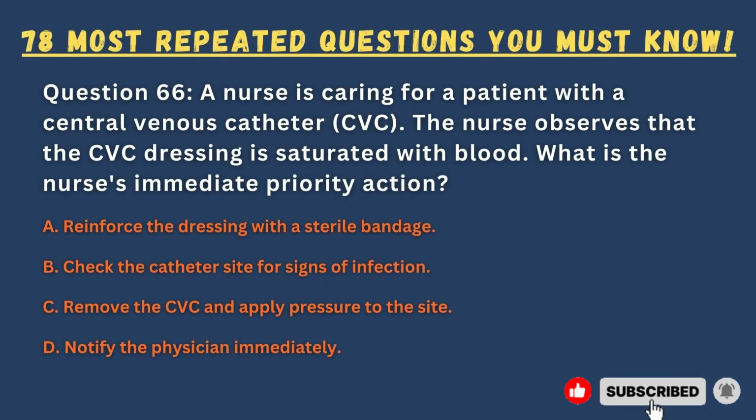Question 66. A nurse is caring for a patient with a central venous catheter, CVC. The nurse observes that the CVC dressing is saturated with blood. What is the nurse's immediate priority action? A. Reinforce the dressing with a sterile bandage. B. Check the catheter site for signs of infection. C. Remove the CVC and apply pressure to the site. D. Notify the physician immediately.